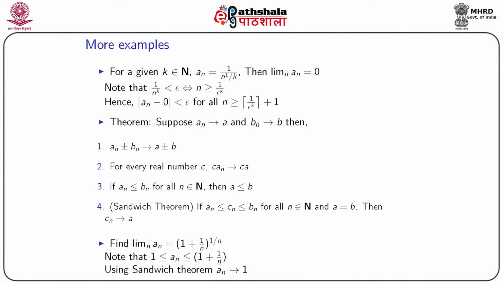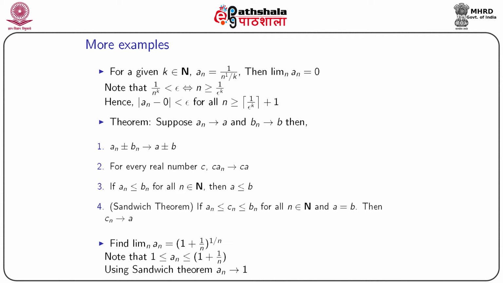What will happen if I multiply a sequence with a constant real number c, and I want to see how it converges. So the theorem says, suppose an is a convergent sequence and bn is also a convergent sequence. an converges to a, bn converges to b. Then an plus bn converges to a plus b, an minus bn converges to a minus b. For every real number c, c·an converges to c·a.